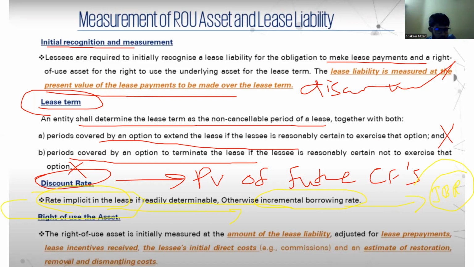The right of use asset is initially measured at the lease liability plus lease prepayments. If there is a down payment, you add it here, and lease incentives you subtract. If the down payment is 1,000 and you get a lease incentive of 100, the actual down payment is 900, right?